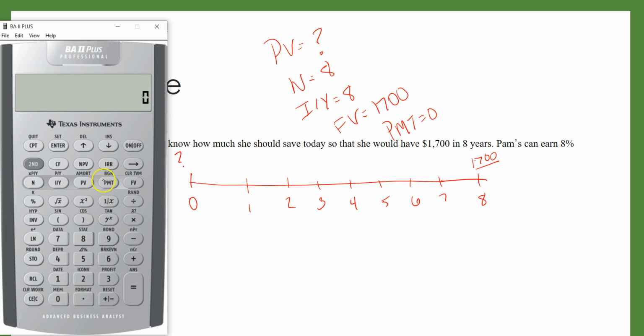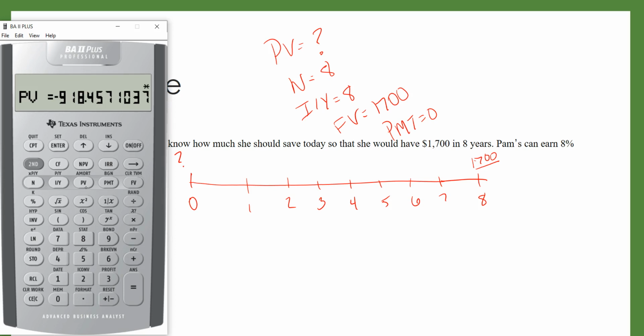We have no payment as of yet, and 1,700 for the future value. Now remember, you don't have to push enter to save it. That equal sign means that it is saved. And let's compute our present value. And you get a negative $918.46. Again, that negative sign is simply indicating a cash outflow.